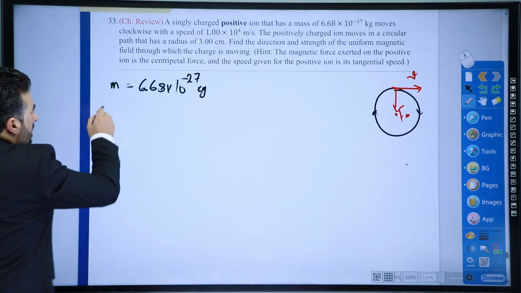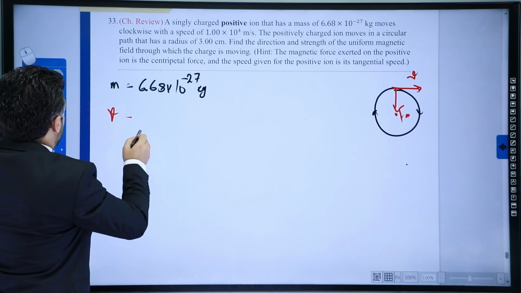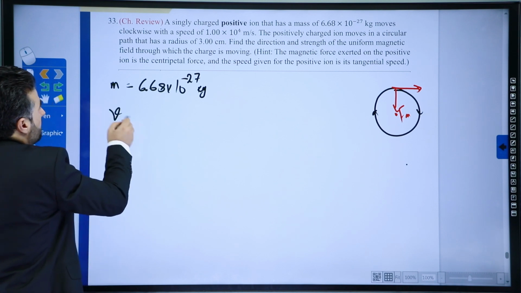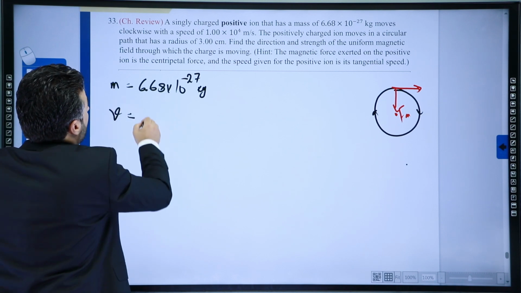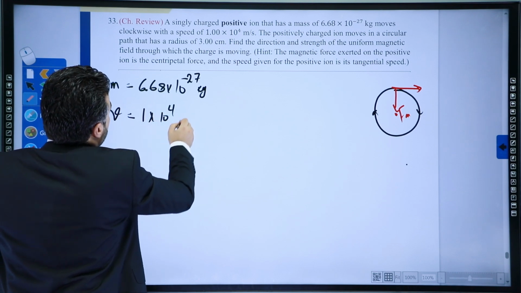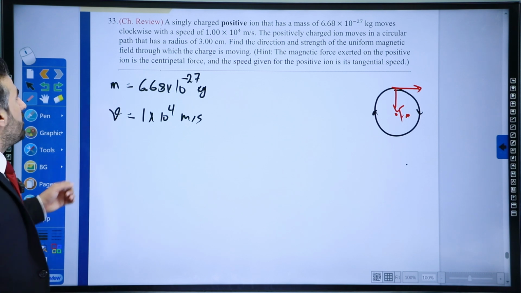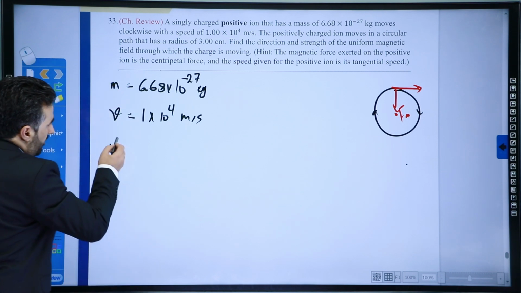Clockwise with a speed of, let's go back to the previous color. So we have a speed. What is the speed? It is 1 times 10 to the power 4 meters per second. Okay, the positively charged ion moves in a circular path that has a radius.